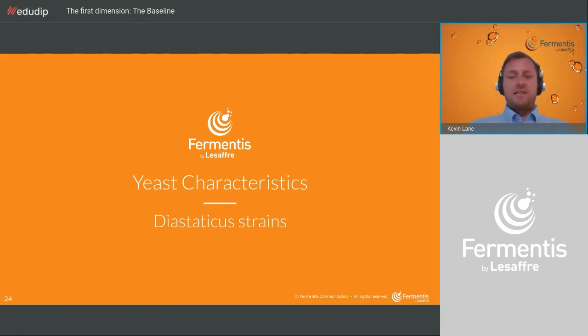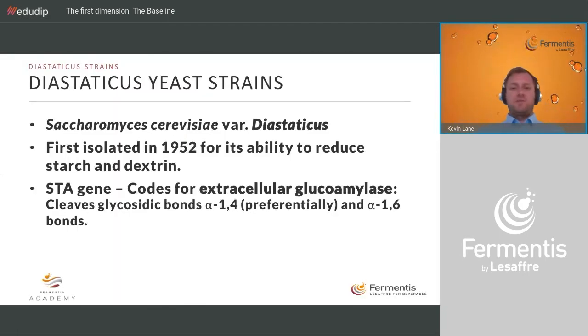All of that leading into diastaticus. So this was the hot topic. I remember 2 or 3, maybe closer to 4 years ago, 3 or 4 years ago. Saccharomyces cerevisiae variety diastaticus.